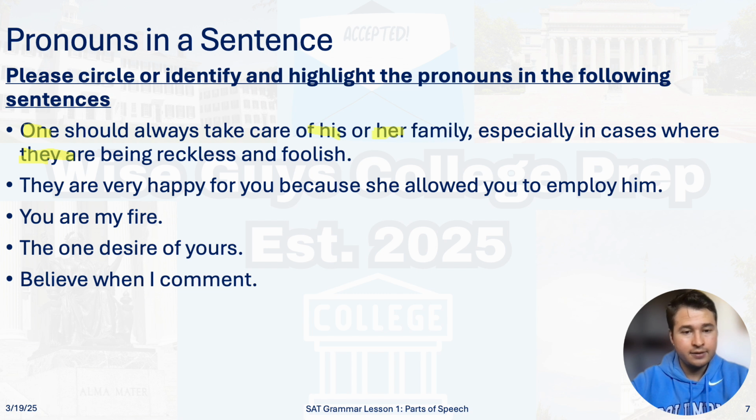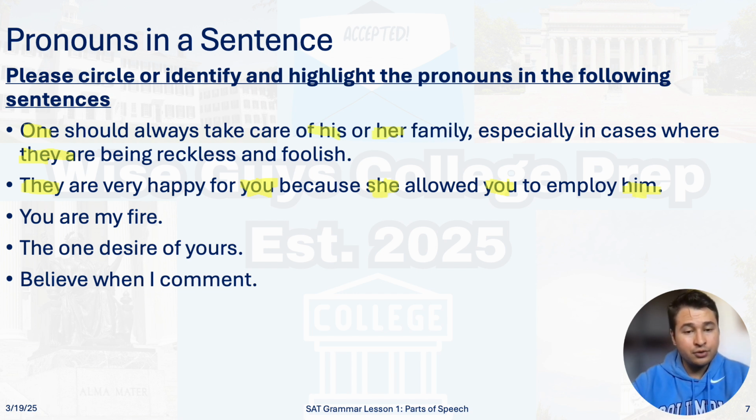Moving on to the second. They are very happy for you because she allowed you to employ him. They is a pronoun. You is a pronoun, and it's singular in this case. She is a pronoun. You is a pronoun. And him is a pronoun, okay? These are the ones that you had to write down.